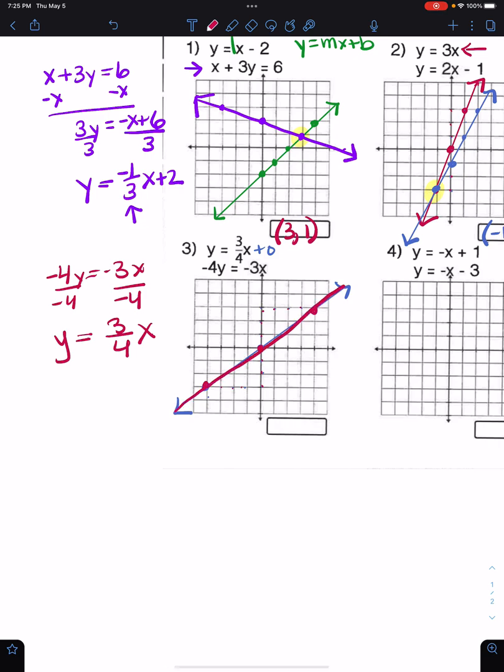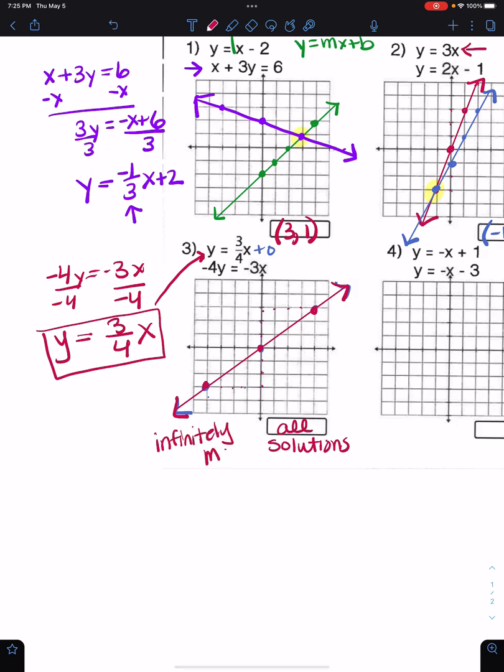So it's actually the same line. And if you look at this equation that I got when I solved for y, it is the same as this equation. So it's the exact same line. When that happens, your answer is all solutions, or you could say infinitely many. That means all the points are on both graphs.